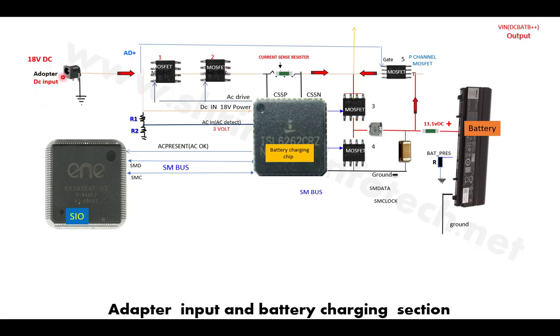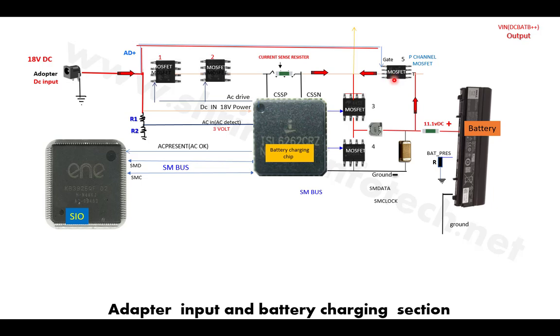When I connect the adapter, suppose my input voltage is 18 volts. When I connect the adapter like this, my 18 volts travels and stops here, and it passes here, and then it goes to here. Here is a P channel MOSFET. Now you will ask why the P channel MOSFET is used here.